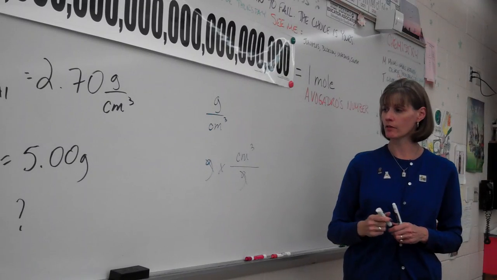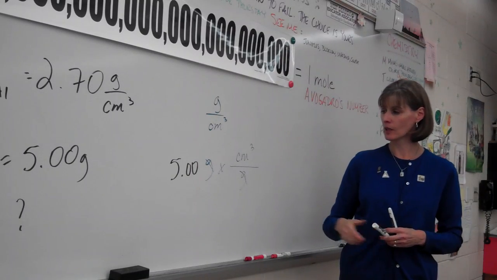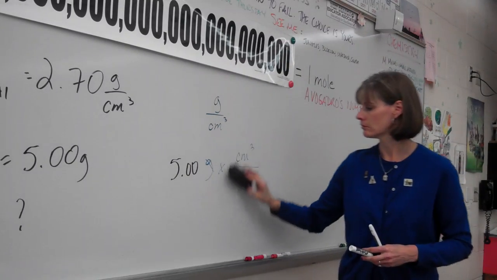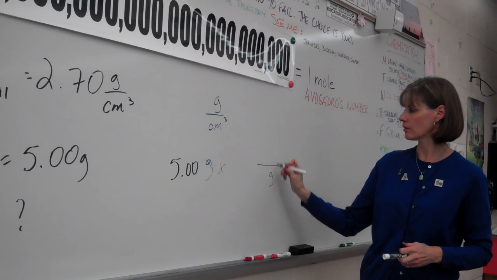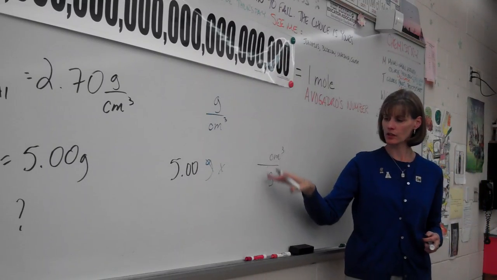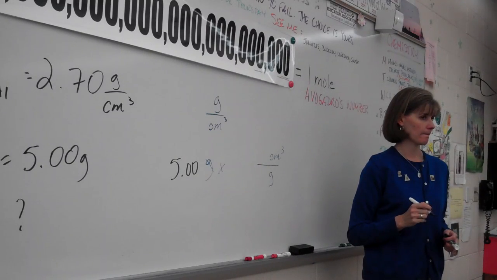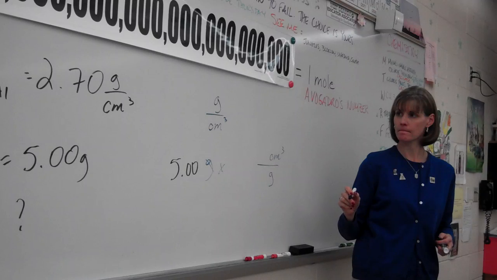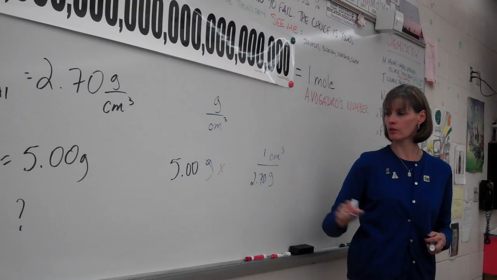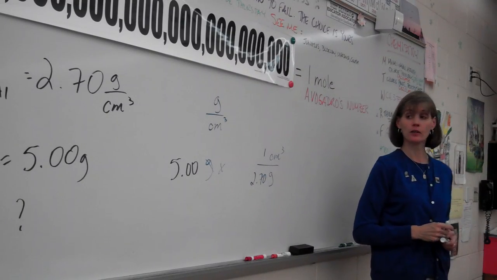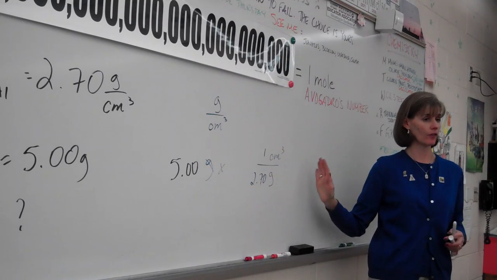How many grams did we have? 5. We have 5.0 grams of aluminum. And then what happened here? Let me move that over. When I flipped this, which of these is 1 and which of these is 2.7? 1 gram. 1 centimeter cubed. 1 centimeter cubed, 2.7 grams. Okay? So I'm taking mass divided by density to get volume.